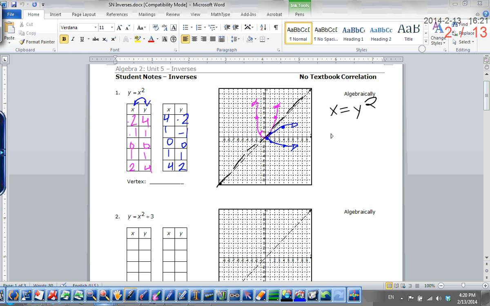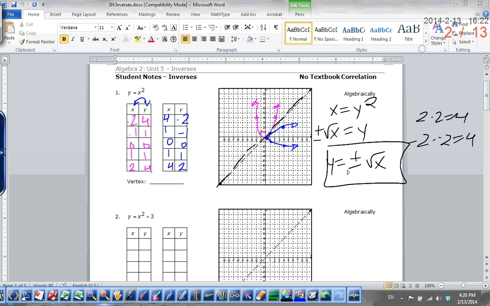So then I'm going to take the square root of both sides. So I got the square root of x equals y, but we got to remember plus or minus, right? Because 2 times 2 is 4, and -2 times -2 is also 4. So we got to be sure that we use both plus and minus. So that's my picture there, square root of x with the plus or minus.